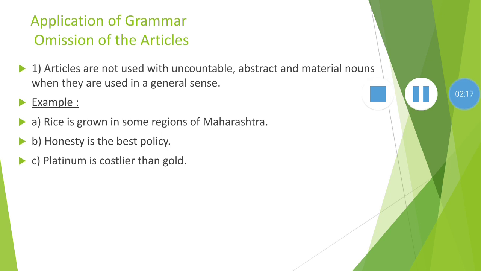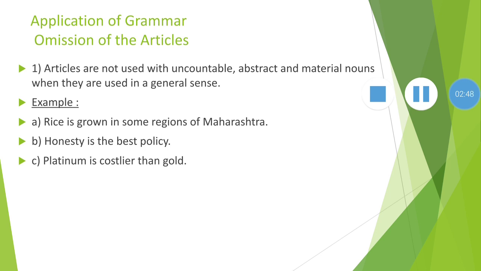Number 1: articles are not used with uncountable, abstract and material nouns when they are used in a general sense. Meaning, when an uncountable, abstract or material noun gives us a common or general sense, at that time we do not use any article, meaning we delete the article. So one by one we see the examples.